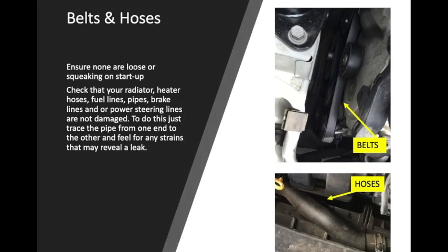Belts and hoses. Ensure none are loose or squeaking on startup. Check that your radiator, heater hoses, fuel lines, pipes, brake lines, and or power steering lines are not damaged. To do this, just trace the pipe from one end to the other and feel for any strains that may reveal a leak.